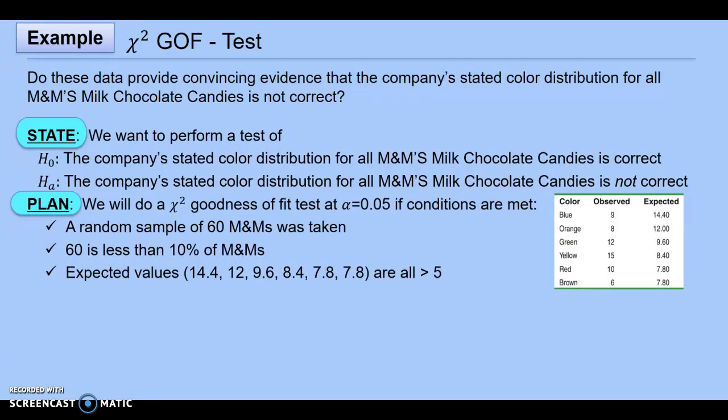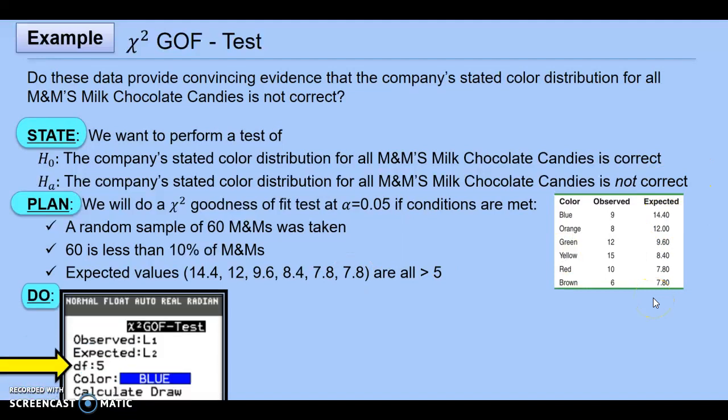Okay, and then we need to go through our conditions. So same idea as what we've been doing for a long time. We're telling them what we're going to do. We're going to do a chi-squared goodness of fit test with a significance level of 0.05 if we have the conditions met. So we go through random, and we simply state that there's a random sample of 60 M&Ms. 60 is less than 10% of our M&Ms that we have. And then calculate our expected values and assure that they're all greater than 5. So here are all of our expected values, which were calculated for us in this chart.